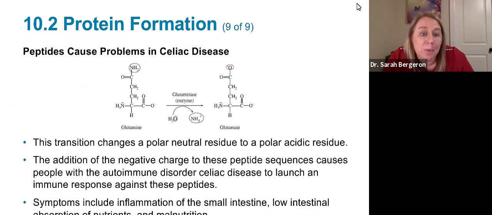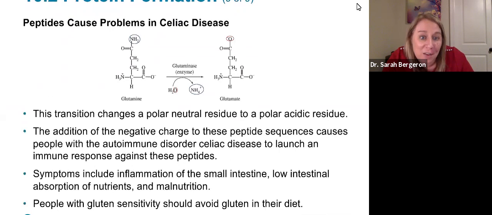And so what happens is that change, right? When you convert glutamine to glutamate, we changed a polar neutral residue into a polar acidic residue, right? Now we have a negative charge over here. This is a charge of -1. So when you add that negative charge to this polypeptide sequence, and now you have a bunch of them, it causes people to have the autoimmune disorder celiac disease, because the immune system sees these peptides and goes, whoa, whoa, whoa, we don't have those peptides normally inside the body. That must be foreign. And so their bodies mount an immune response to the peptides.